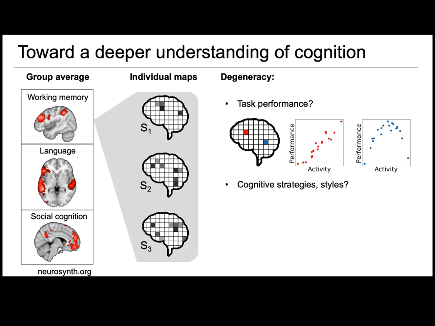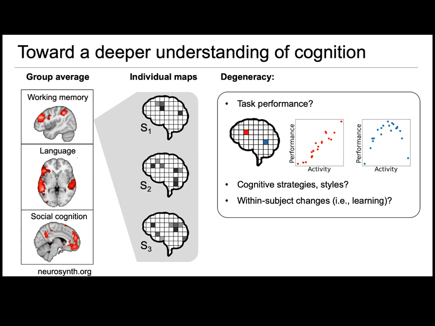This variability could be associated with different cognitive strategies or styles. So even given the same task performance, are people using different strategies to arrive at that performance level? And finally, we know that there can also be within subject changes, like with learning or practice effects.